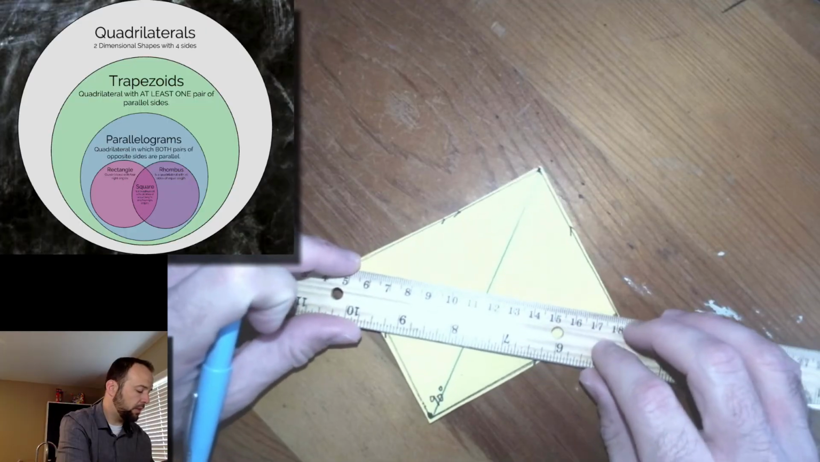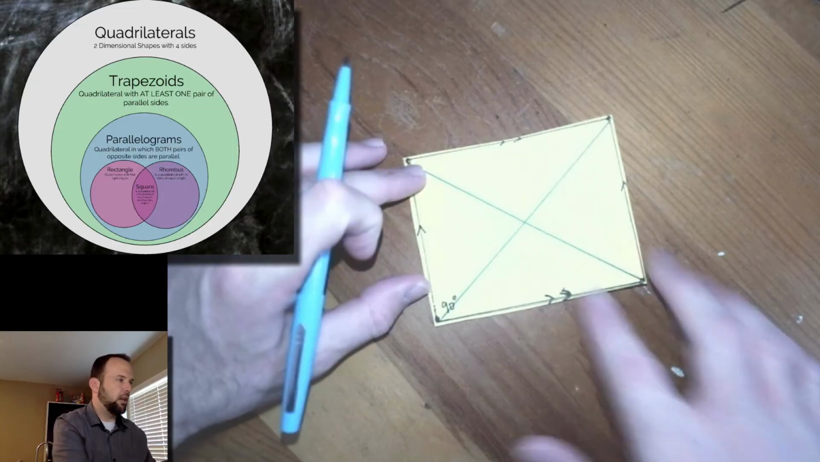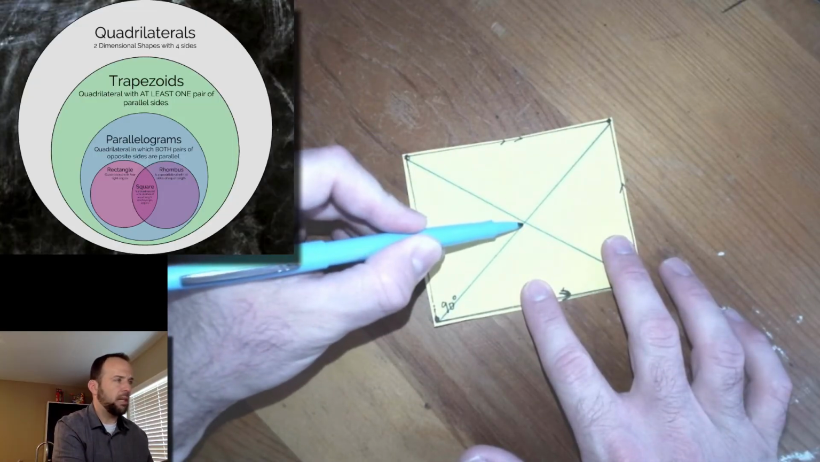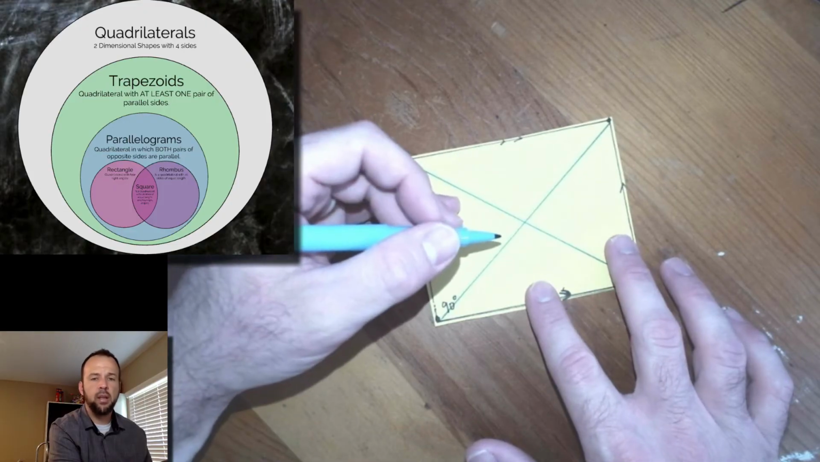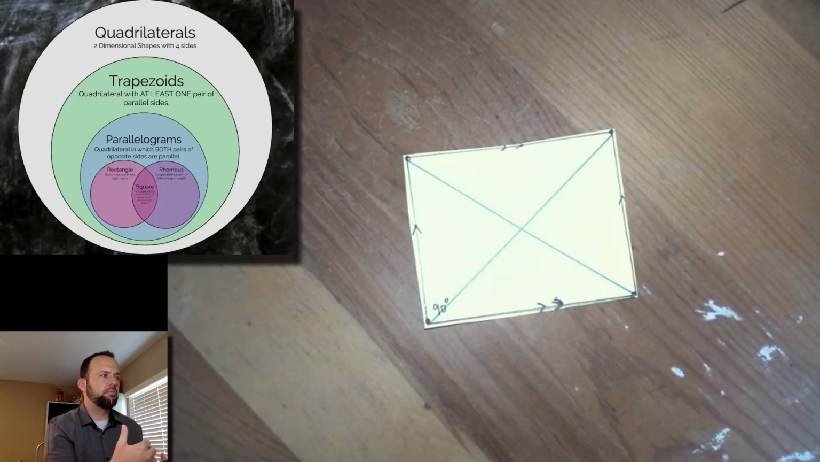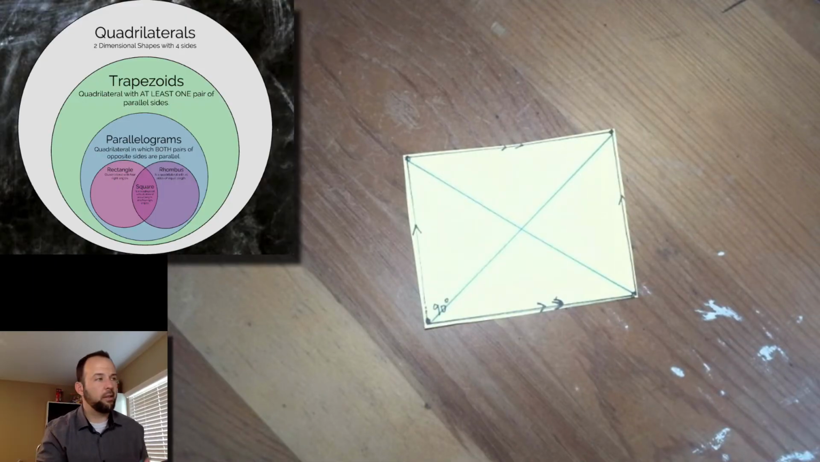I'm drawing line bisectors across my rectangle. There we go. So these are not going to be 90-degree angles, which means they're not perpendicular bisectors, okay? So that's just another characteristic or trait that we can keep in mind when we're seeing rectangles, just to know what we're looking at and what it means.